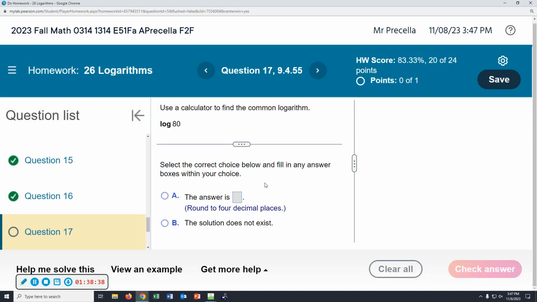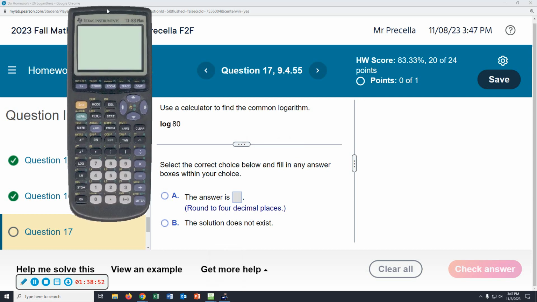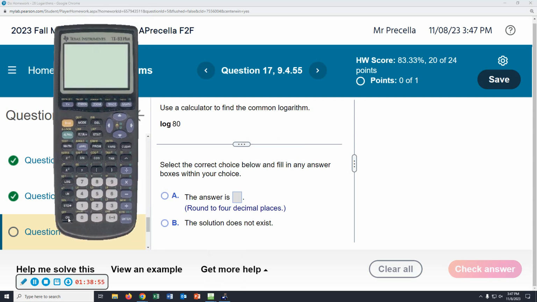Okay, we're through expanding and condensing. What we're about to do on number 17, we're going to use a calculator with a logarithm key. And if I have not insulted your intelligence yet this semester, I'm about to. How do I punch in log 80? Well, I hit LOG. I put an 80.